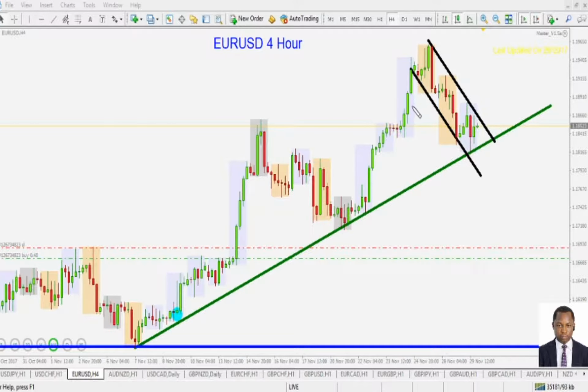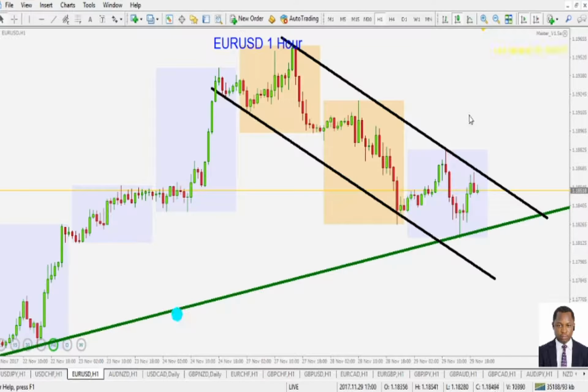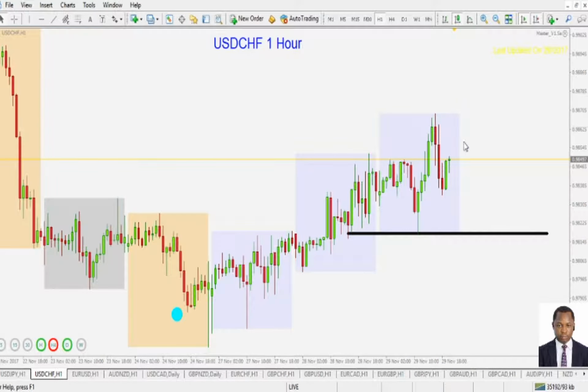This is all shaped up for the 3 SMA strategy, so we are following that in the 4 hours time frame. All right, so that is it. Similarly, you will see a very clear correlation with the American dollar against the Swiss franc.